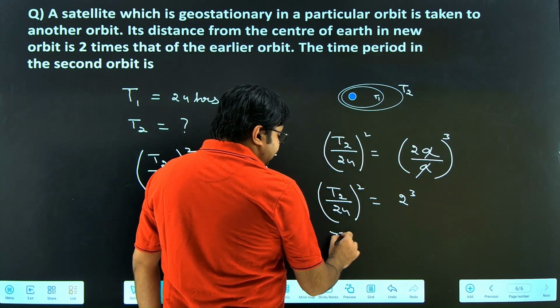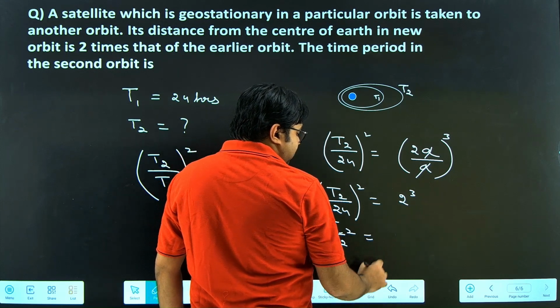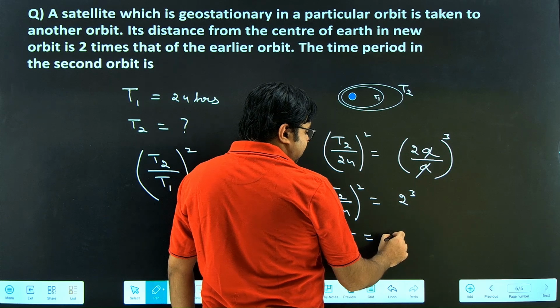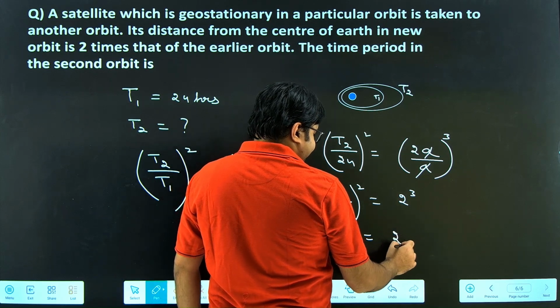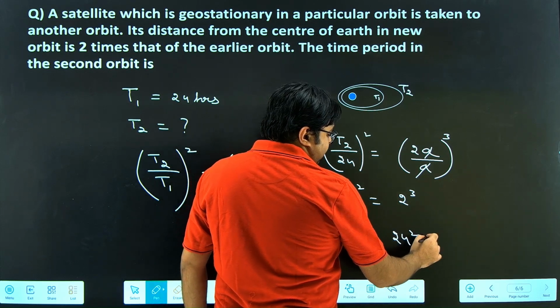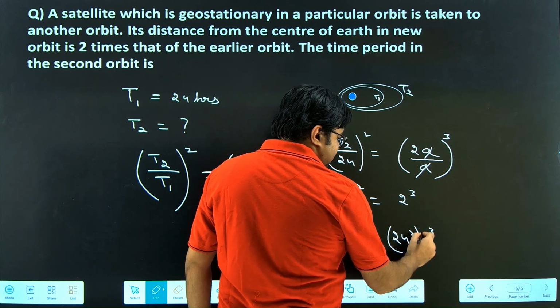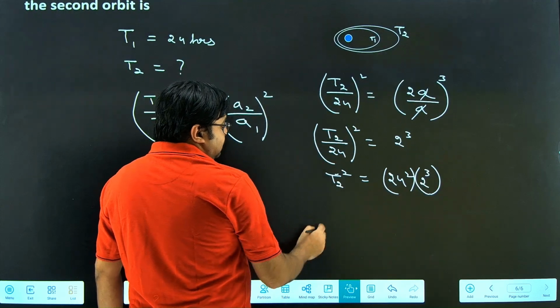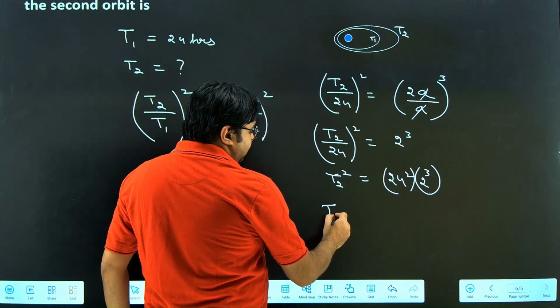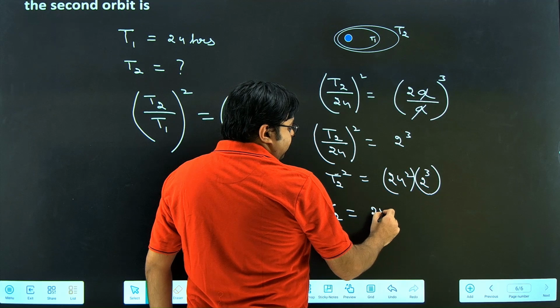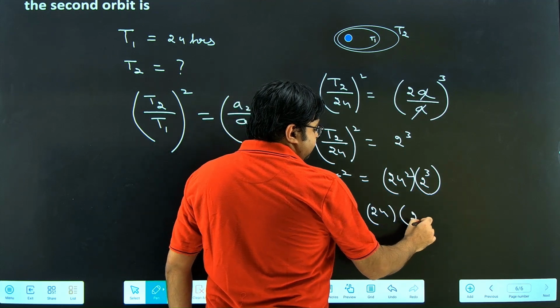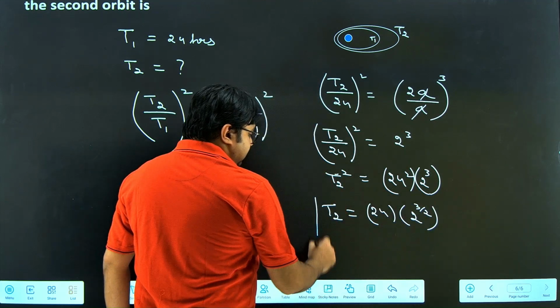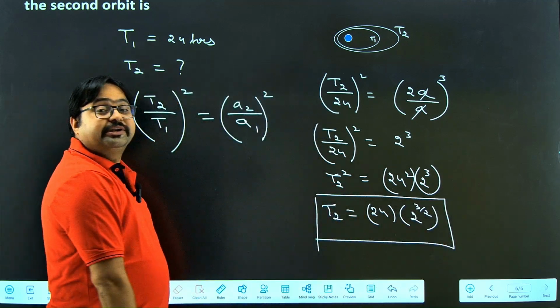Then what does T2 squared become equal to? It becomes equal to 24 squared into 2 cubed. Well then, if you just ask me, sir, what's the final answer? The final answer would simply be T2 equal to 24 multiplied by 2 to the power of 3 by 2. Now that's your answer. That's the new time period of the satellite.